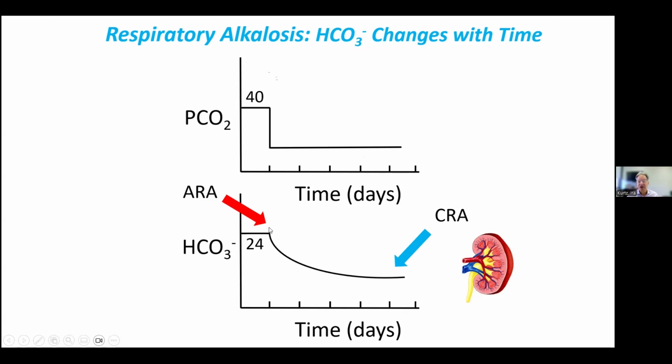So we call this phase at the red arrow acute respiratory alkalosis, this initial fall, and we call the final steady state chronic respiratory alkalosis. We do not use the word compensation. We don't call this a compensated respiratory alkalosis. The word compensation is only used with the metabolic acid-base disorders.